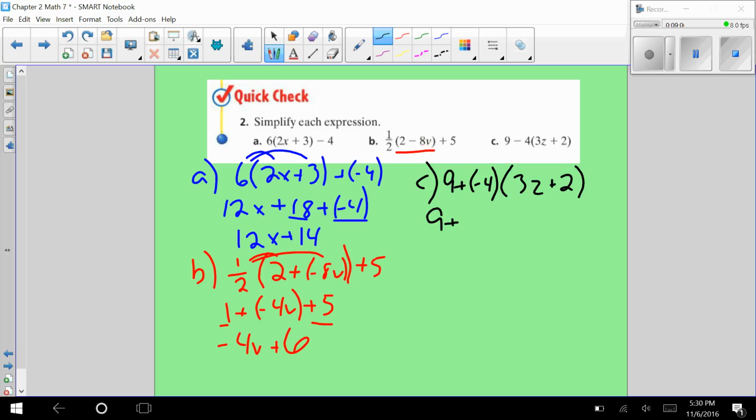So my 9 is just hanging out. We never want to add the 9 and the negative 4 before we deal with our parentheses. So now we do negative 4 times 3z, which is negative 12z, and negative 4 times 2, which is negative 8. And then we're going to combine like terms, 9 and negative 8. My negative 12z hangs out, plus 9 plus negative 8 is 1, and there's my simplified answer.